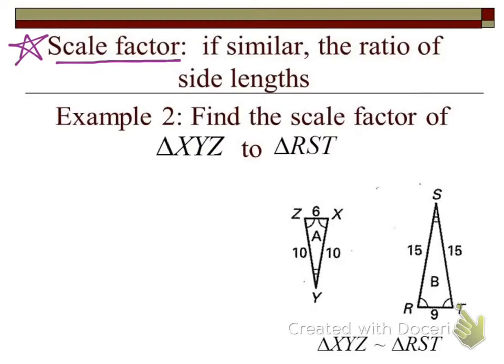So you want to start with X, Y, Z. Pick a side from X, Y, Z, any side. Your options are 6, 10, and 10. X is an angle. Pick a side. 10. Okay, we'll do this 10 over here. So that'll be my top number, 10. Now, which side matches up from the triangle RST? 15. It looks like it's this 15, like it's sort of flipped over.